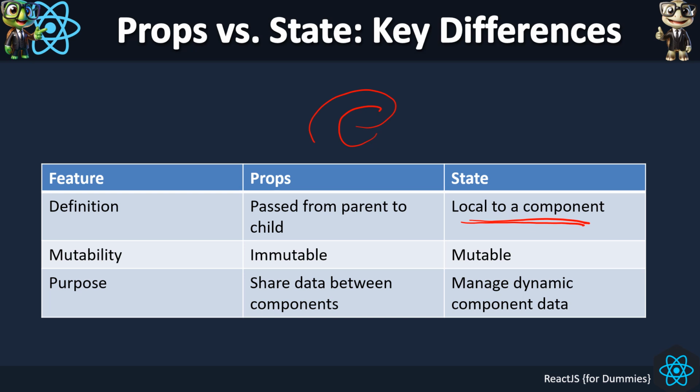So props are passed from the parent to the child. They are immutable and shared between components, yes, but you cannot change them because they're immutable. Whereas state is mutable, and it's mostly known as local to the component. So whenever it's defined, it's only a part of that particular component. It manages dynamic component data that needs to be changed within a component, maintaining its previous state.